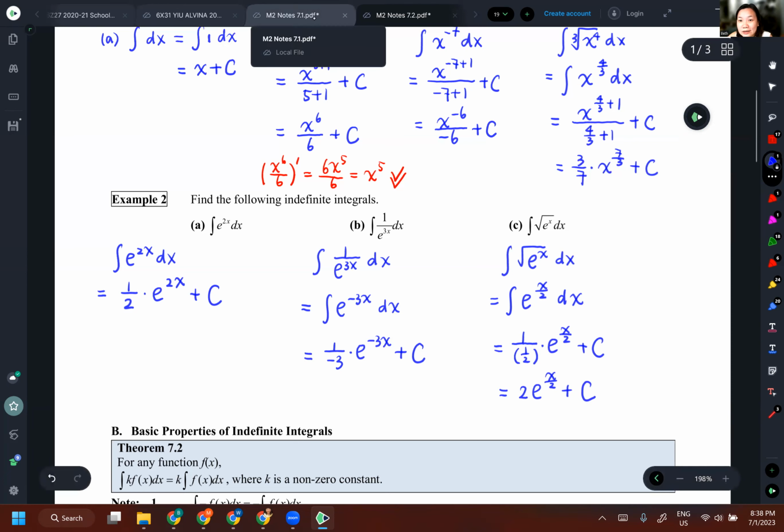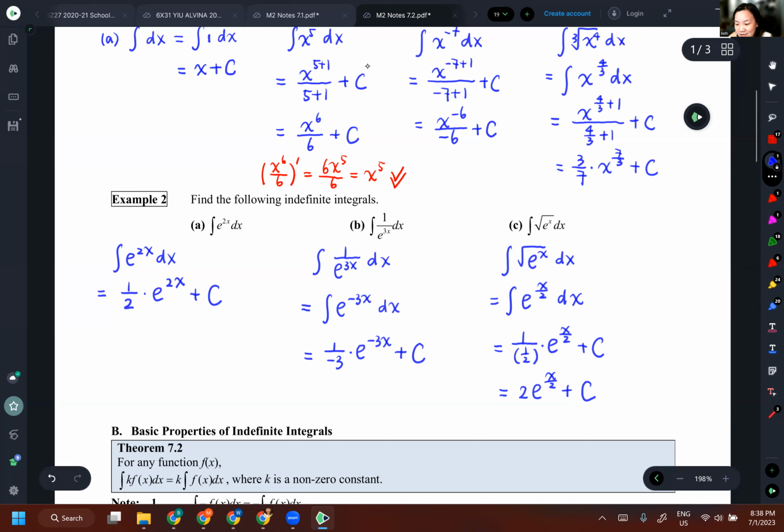Again, if you're in doubt of any of the answers you get, whether or not you're correct, you can differentiate and see if you get it back. If you get it back, then you're correct.